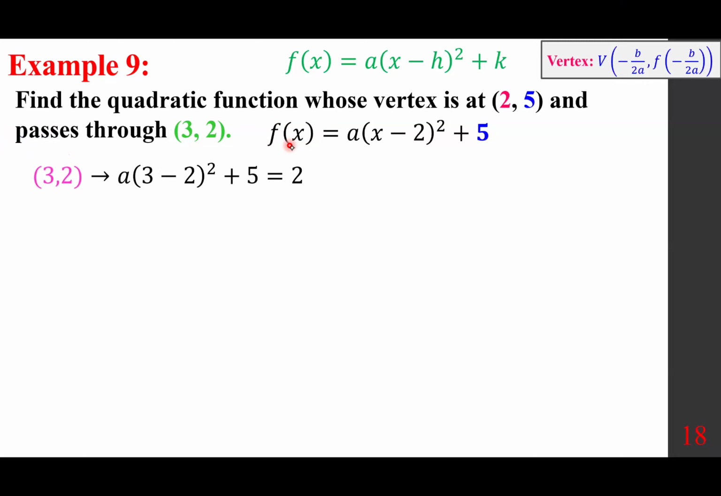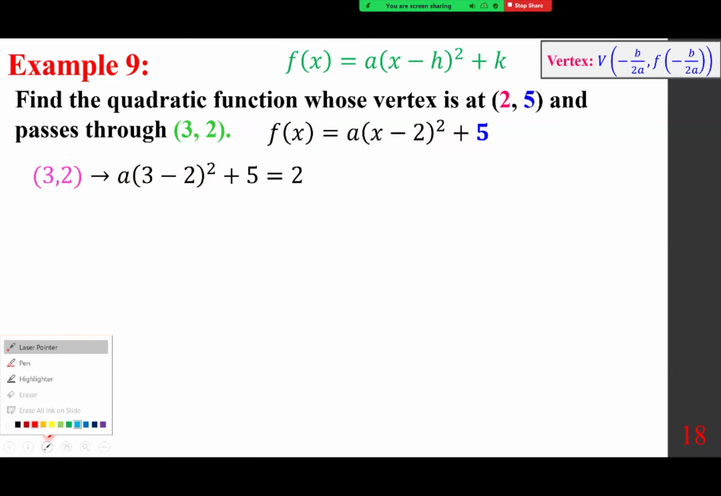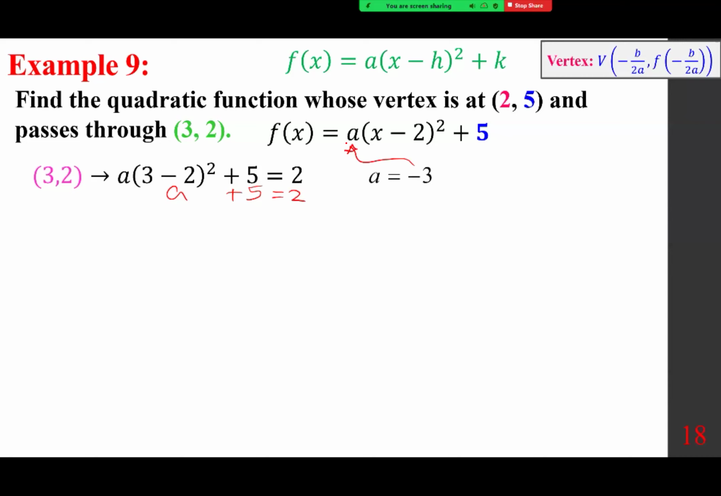So let's see what happens. 3 minus 2 is 1. 1 squared is 1. So this is simply a times 1 or simply a. Plus 5 is 2. A becomes negative 3. Replace it. The function is minus 3 times x minus 3 squared plus 5.